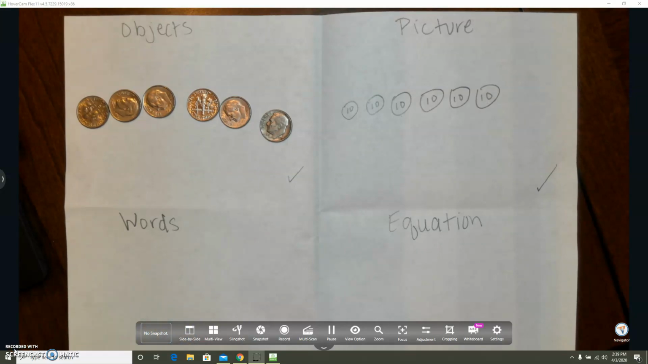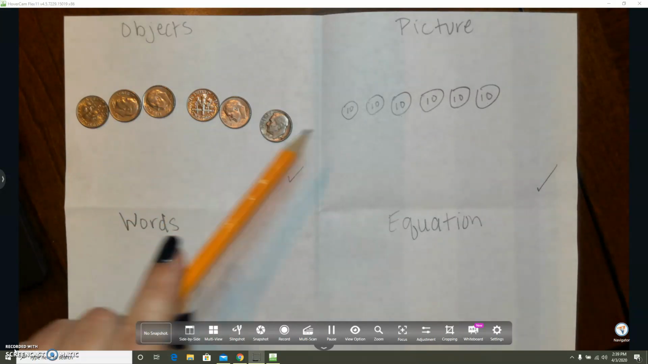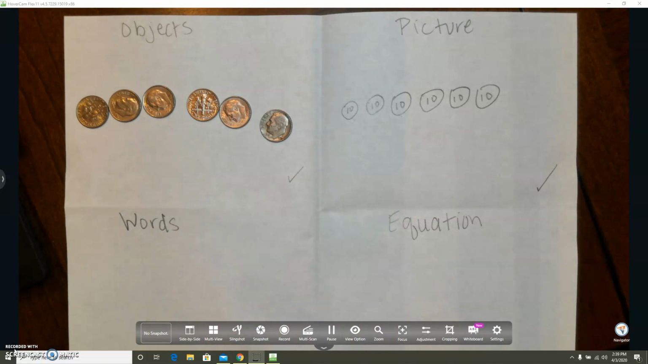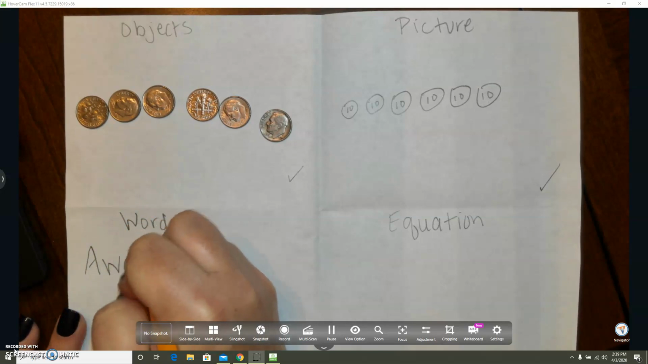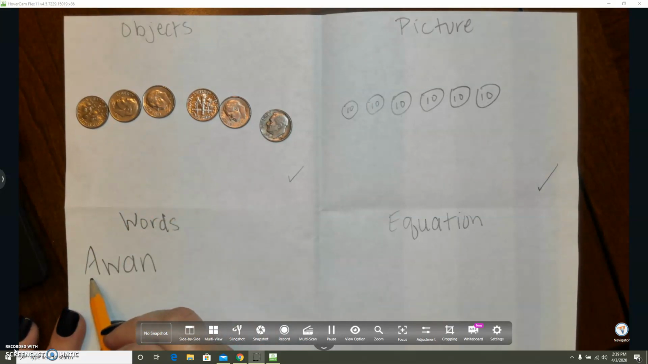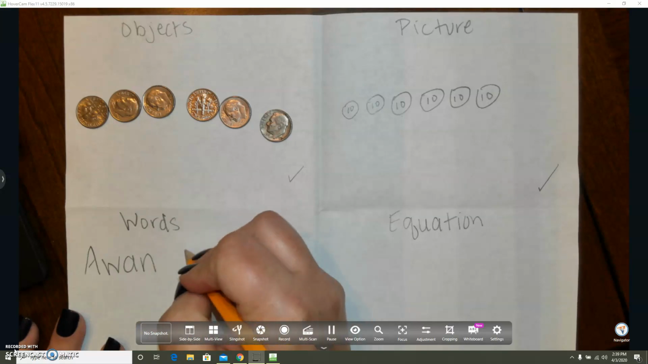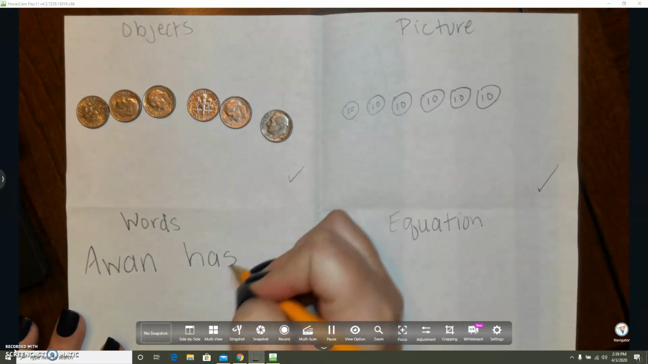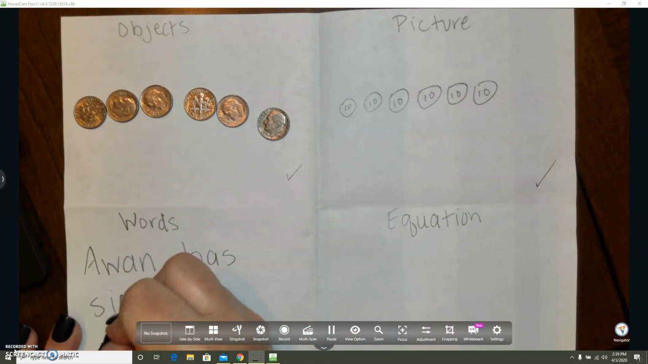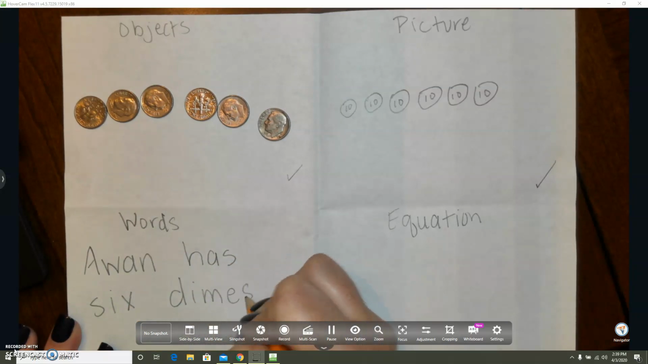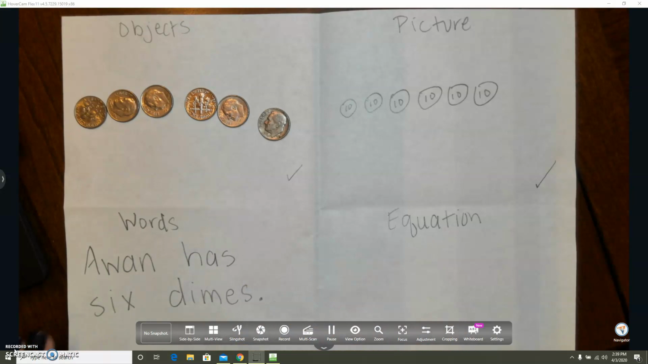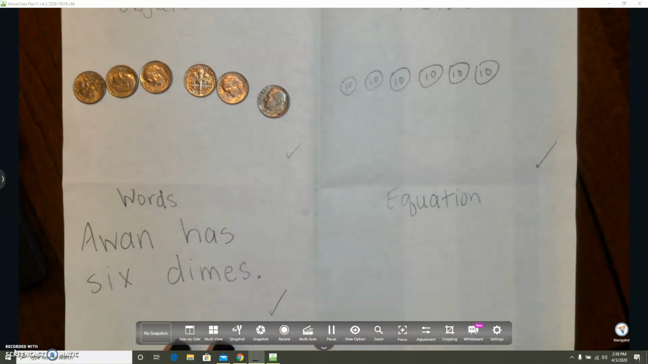Okay, the next thing we're going to do is the words part. So the story is asking us, how many dimes does A1 have? Well, we figured it out up here, didn't we? 1, 2, 3, 4, 5, 6. So down here we can say A1, and make sure it's a capital A because that's his name. Remember, names are always a capital. A1 has 6 dimes. And don't forget your period at the end of the sentence. And your words part is done.